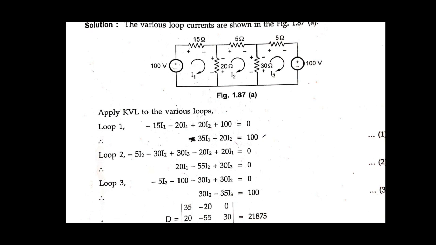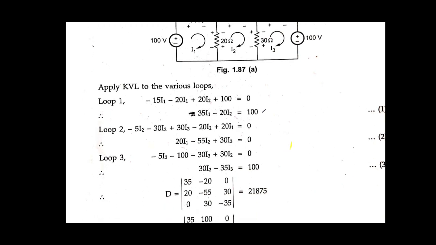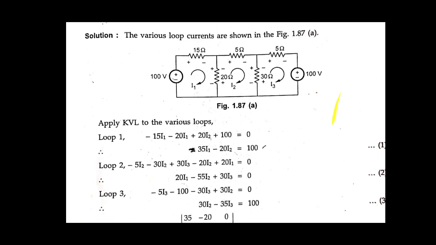Therefore, solving the loop 1 equation: minus 15 I1 minus 20 I1 is 35 I1, and minus 20 I2 equals 100. Simply by taking the mathematics, finally it comes to 35 I1 minus 20 I2 equals 100. Next, apply KVL to the second loop.